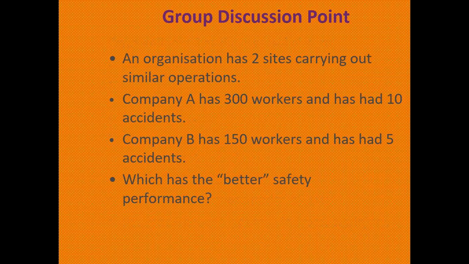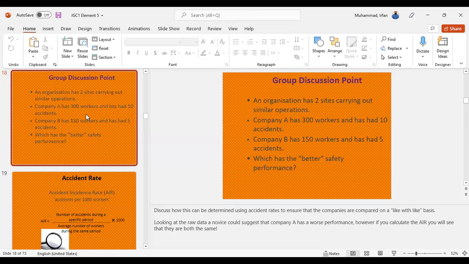So here we have a group discussion. An organization had two sites carrying out similar operations. Company A has 300 workers and had 10 accidents. Company B has 150 workers and had 5 accidents. Which one is better in safety? Yes guys, which one is better?